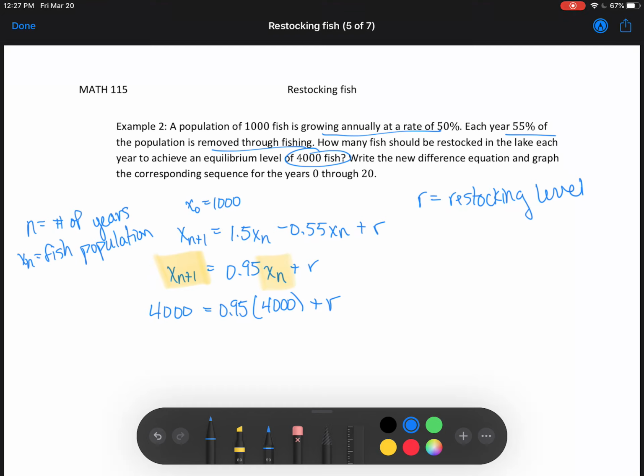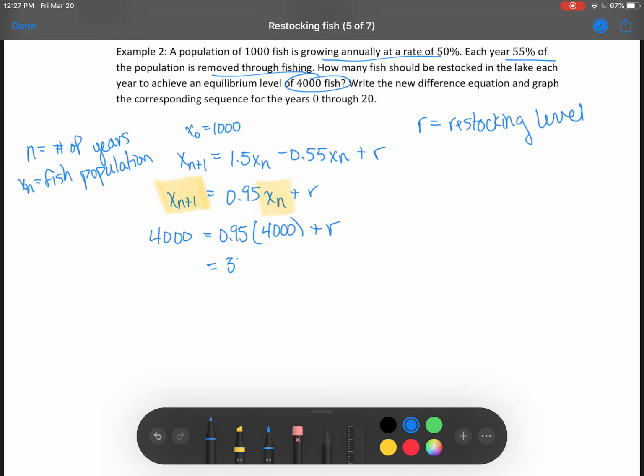So we grab our calculator and do 0.95 times 4,000, which is 3,800. So we have 4,000 equals 3,800 plus R. To get R by itself, we're going to subtract 3,800 from each side and get our restocking level to be 200 fish each year.